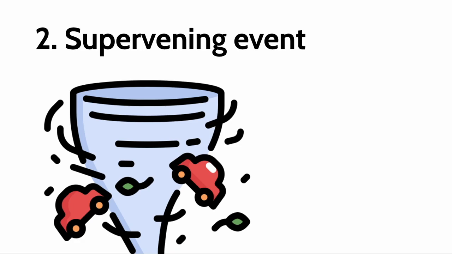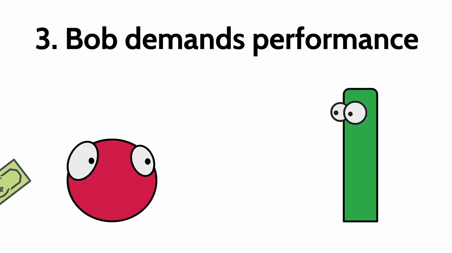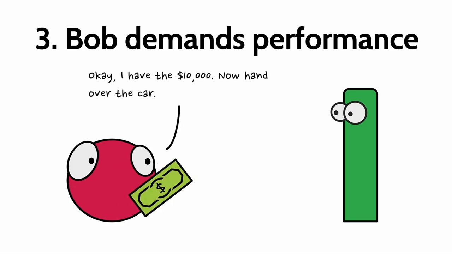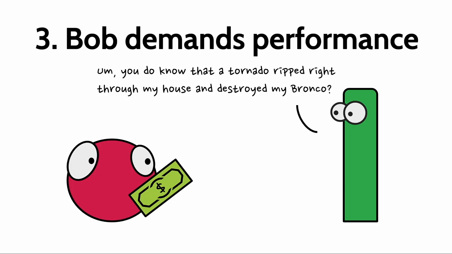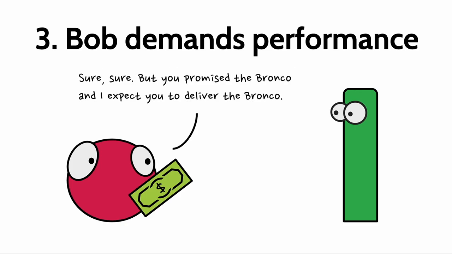And then there's a supervening event. A tornado tears through town and causes problems. Bob shows up and he's ready to perform. He goes, "Okay, I have the $10,000. Now hand over the car." "You do know that a tornado ripped right through my house and destroyed my Bronco." "Sure, but you promised the Bronco and I expect you to deliver the Bronco."